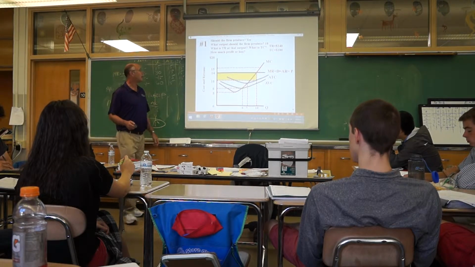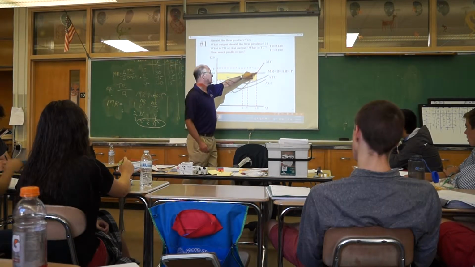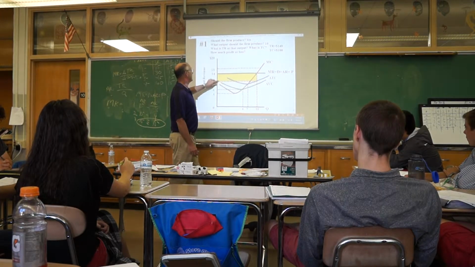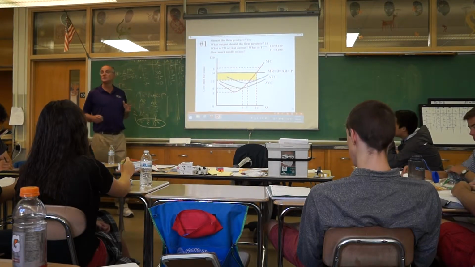Any questions? We're good? All right, there's your profit box. A lot of times I'll ask you to draw the profit box. You just go down to the ATC, line across. There it is. Drop it for profit. Okay? We're good?